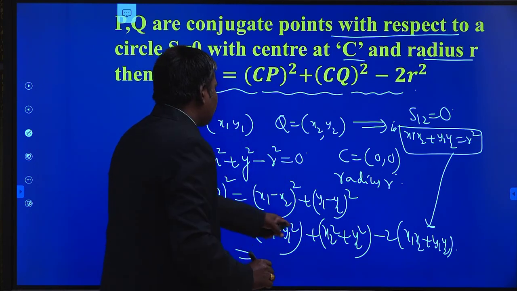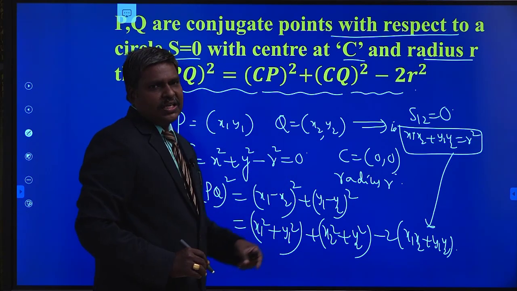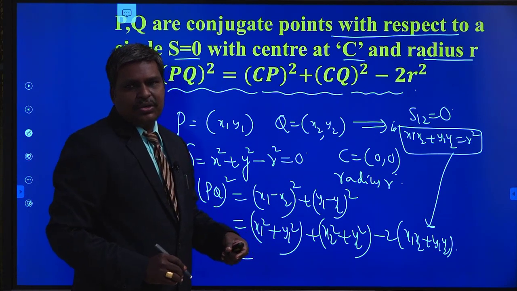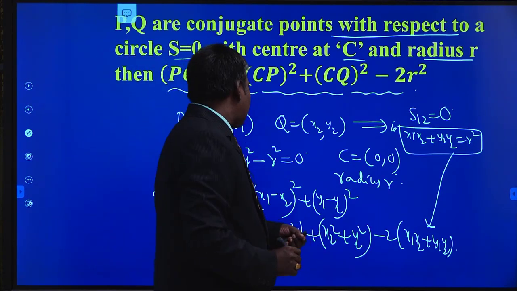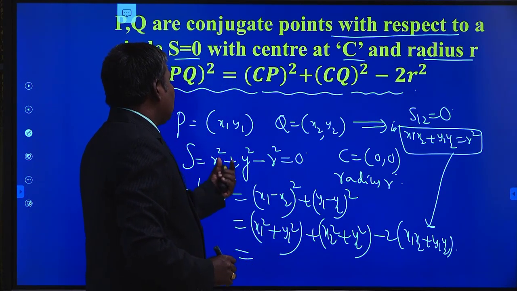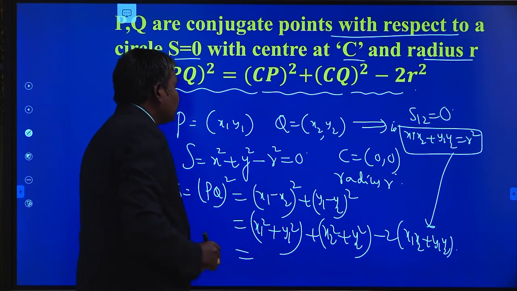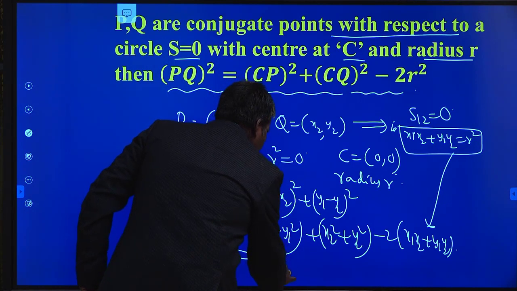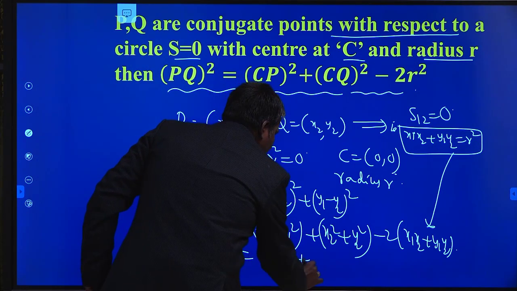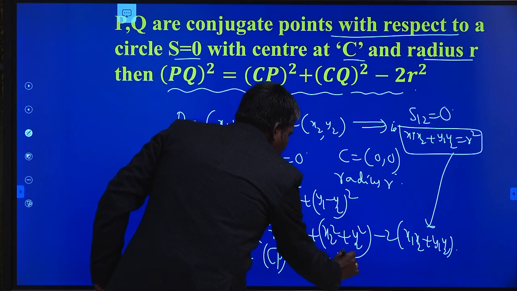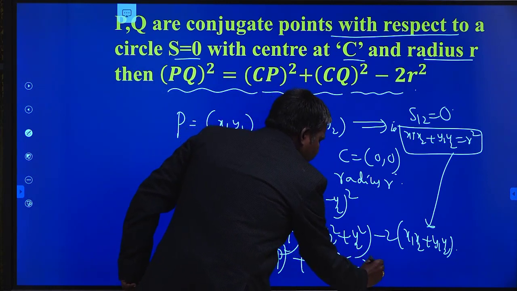What is x1 square plus y1 square? Is it nothing but CP square or not? What is C? 0, 0. What is P? x1, y1. So the distance CP is nothing but root of x1 square plus y1 square. It is nothing but CP square. So this is CP square plus this is CQ square minus 2 times of r square.